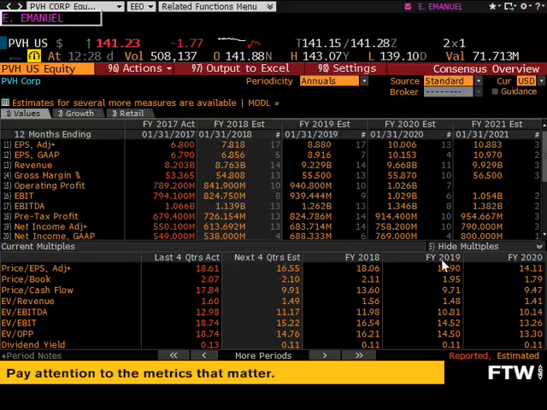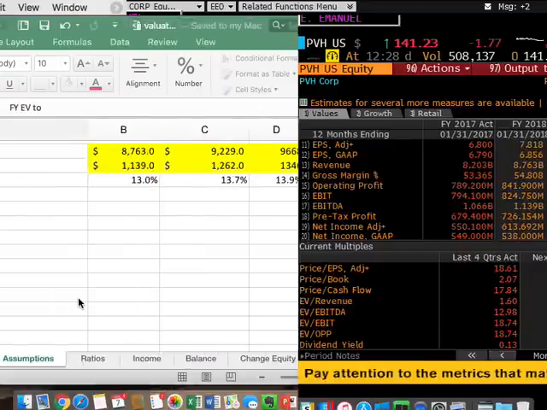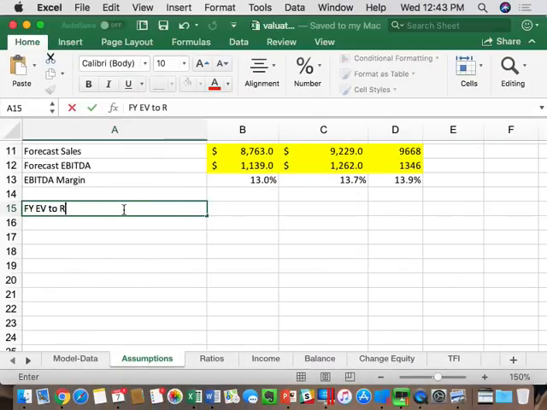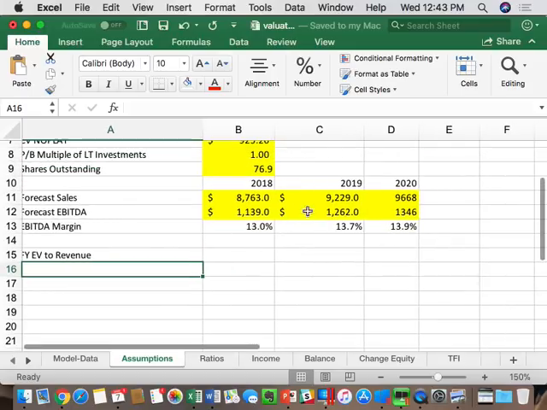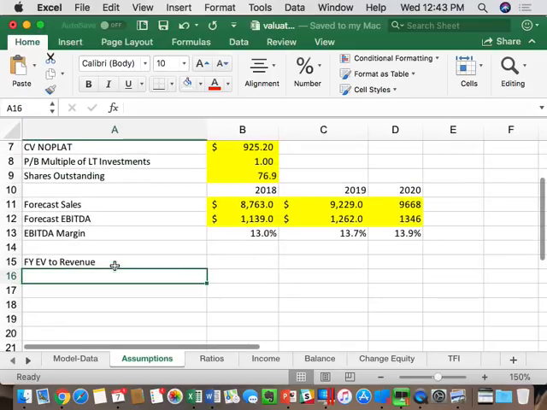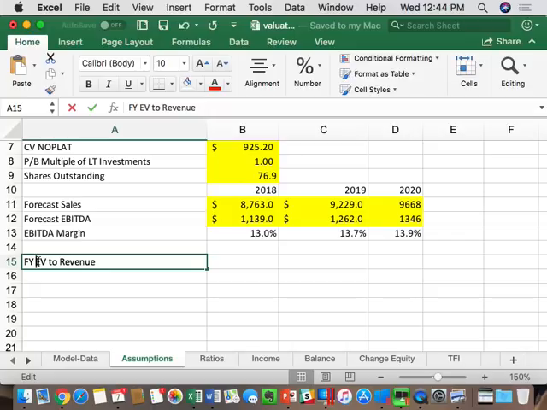So for them, it will be 2019. In a week and a half, it's actually going to be 2020 once they actually report their 2018 results. But for now, this is still forward year 2. So EV to revenue, and so I'll put in revenue here just to match. Okay, and I need it for 2019, and I also need forward year 2. Put 2 in there. FY2.